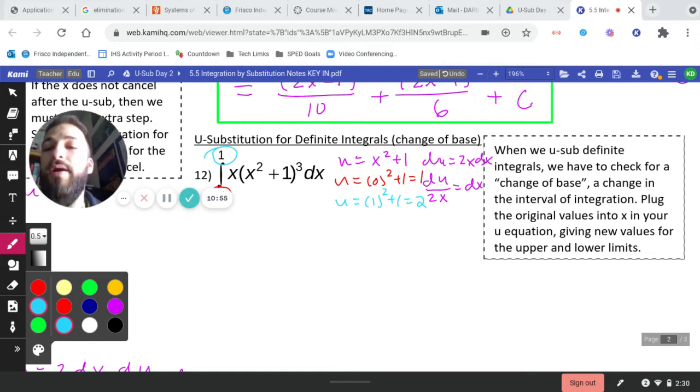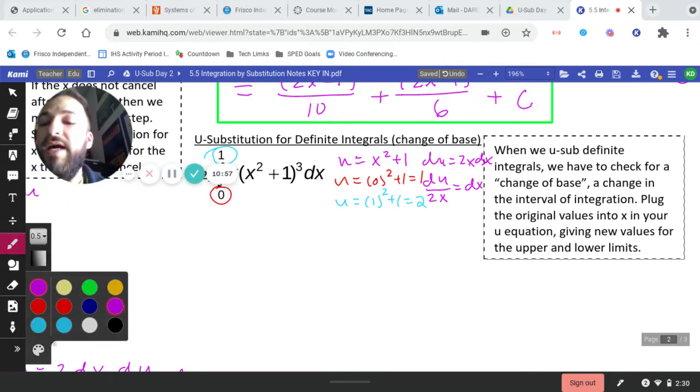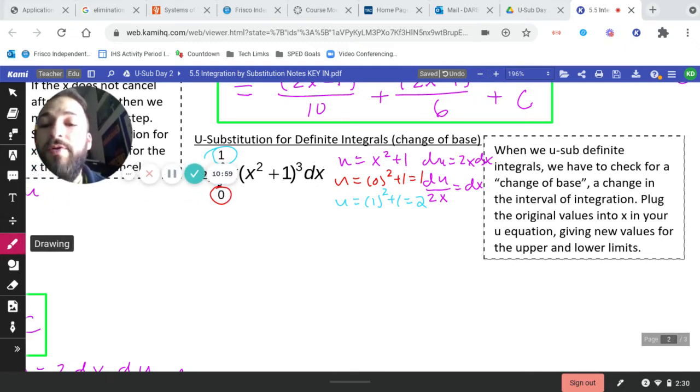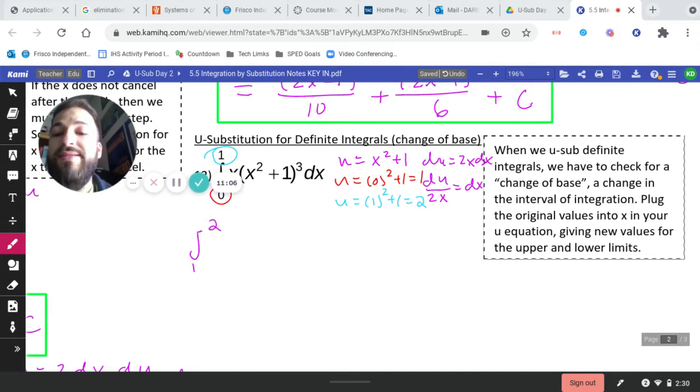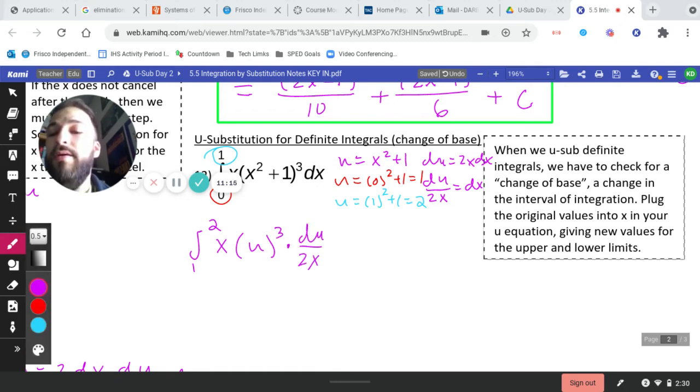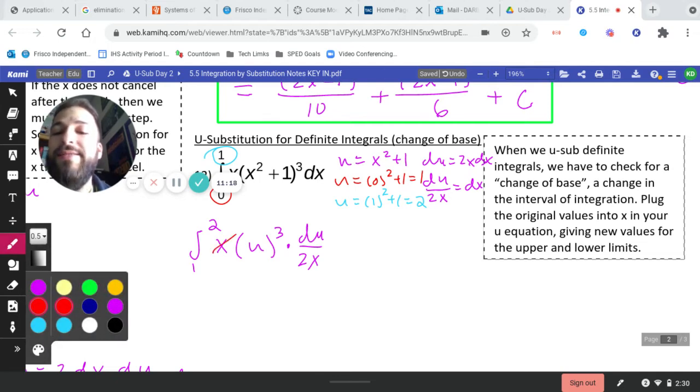So let's set up our integral real quick. This becomes the integral from 1 to 2 instead of 0 to 1 of x times u to the third times du over 2x. So like normal, I get my x and my x to cancel out. I can bring that 1/2 out, and we get 1/2 times the integral from 1 to 2 of u cubed du.